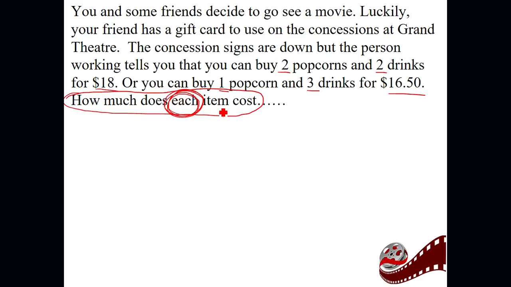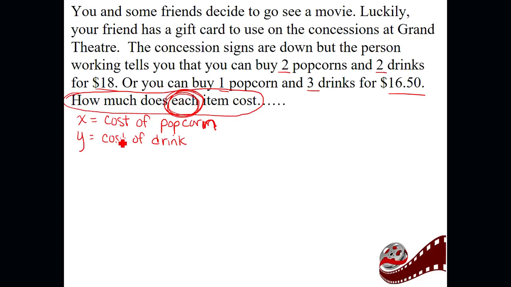So we first want to define what it is that our x and y are going to stand for. So in my equations, x is going to stand for the cost of, how much does each item cost? What item should we use? Popcorn or drinks? Let's just go popcorn. So x is going to be the cost of popcorn. And y will then be the cost of the drinks.